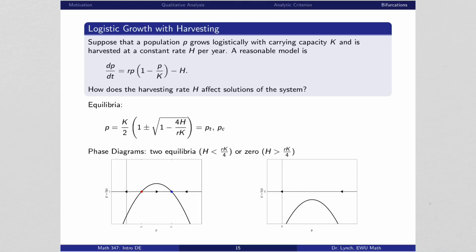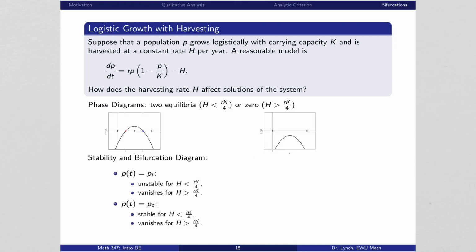So in the case of 2 equilibria, we can see that one of those is stable while the other is unstable. And in the case of 0 equilibria, it looks like our solutions are always decreasing. I'm going to call those equilibrium solutions in the case where H is less than rK over 4, P sub T is the red one, and P sub C is the blue one. For our stability, again, to summarize, we can see that P(t) equals P sub T is unstable when H is less than rK over 4, and then vanishes when H is greater than rK over 4. We see that P(t) equals P sub C is stable when H is less than rK over 4, and similarly vanishes when H is greater than rK over 4.